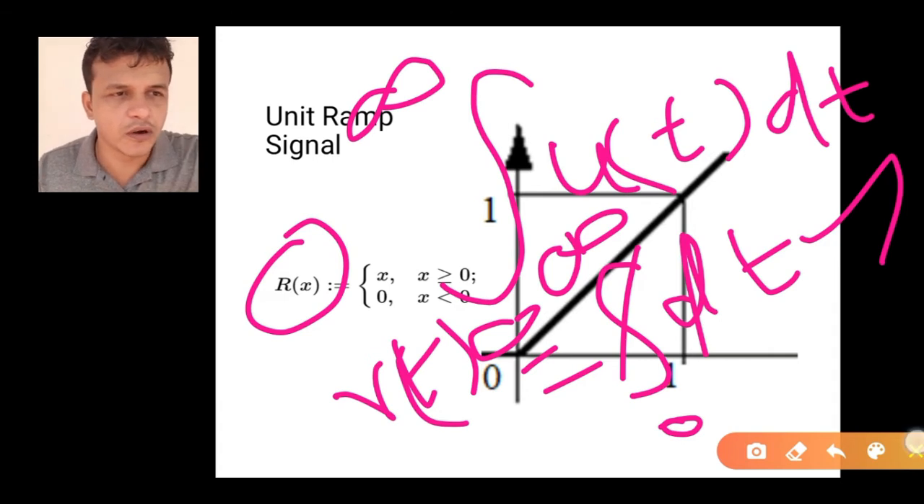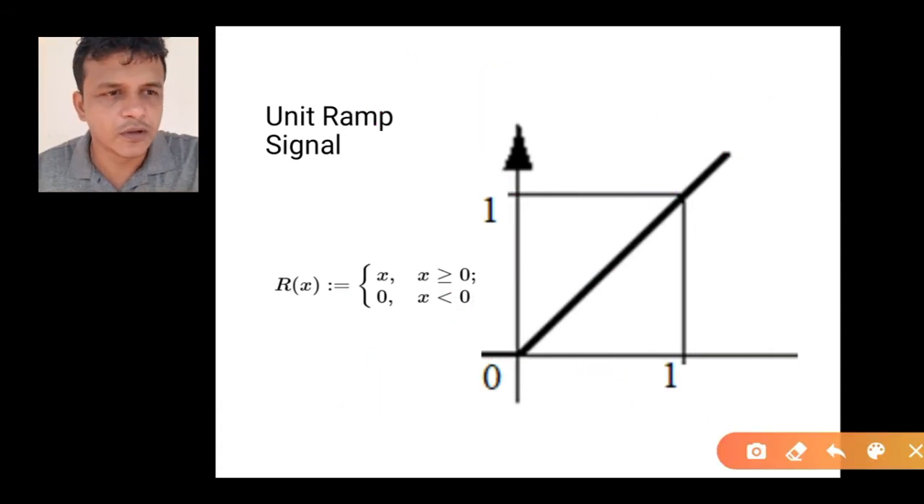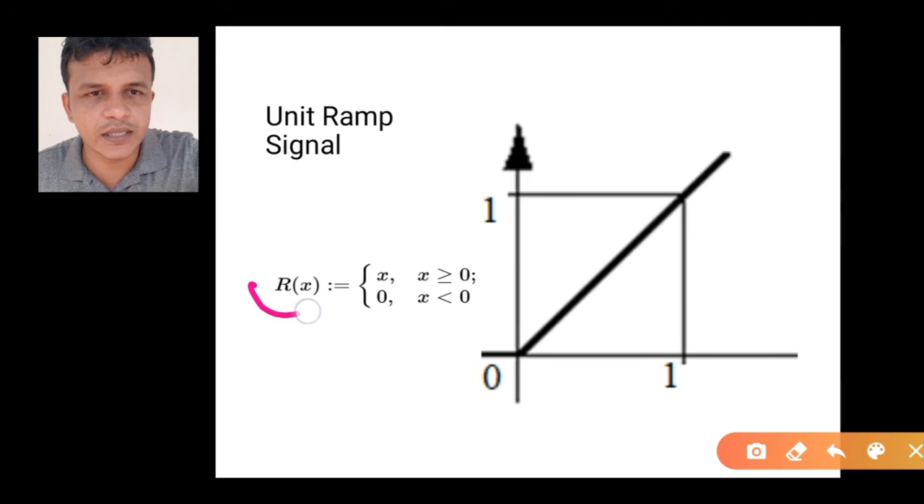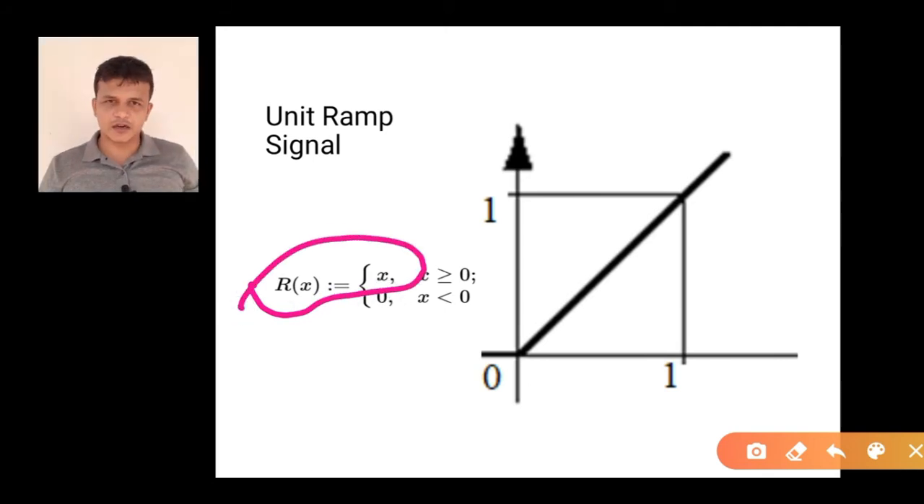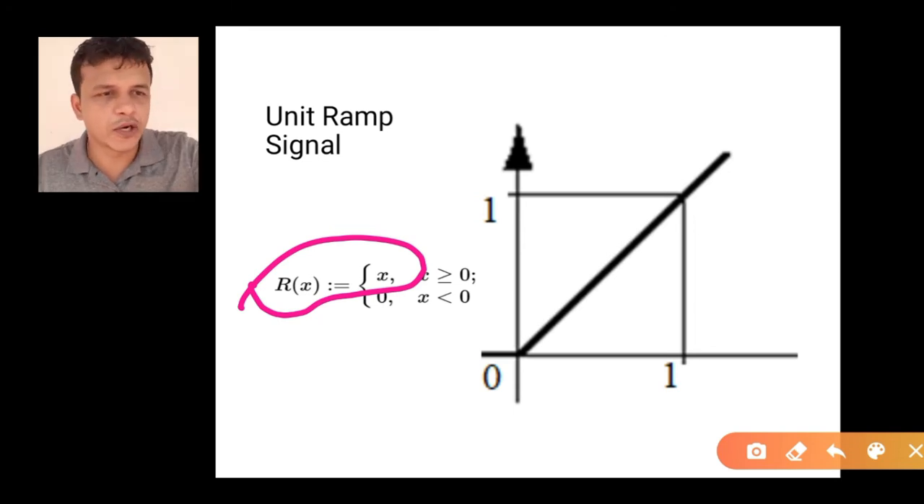So that is what we have written here. Here instead of t we have represented it by the notation x. R of x is equal to x for x greater than or equal to 0, and it is 0 for x less than 0. So this is unit ramp signal.